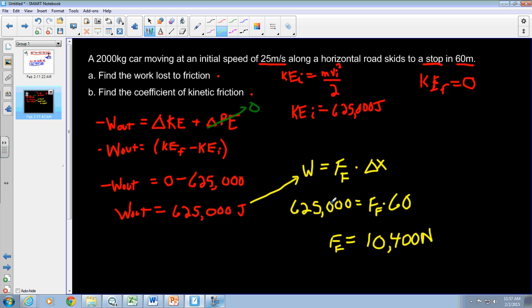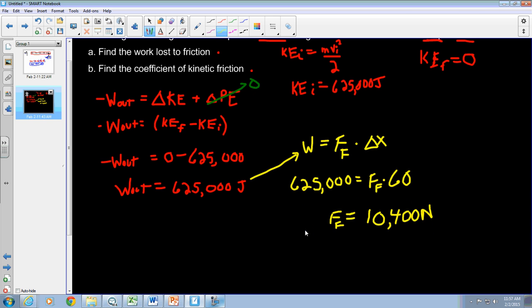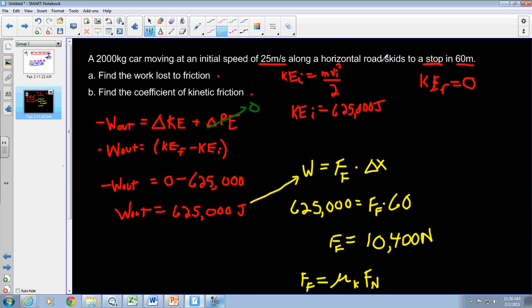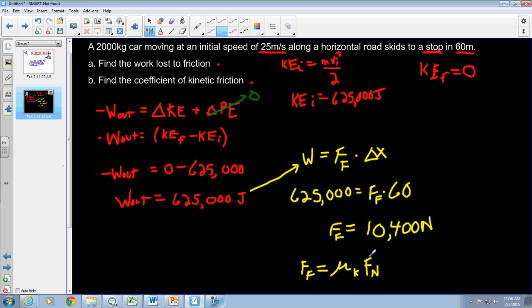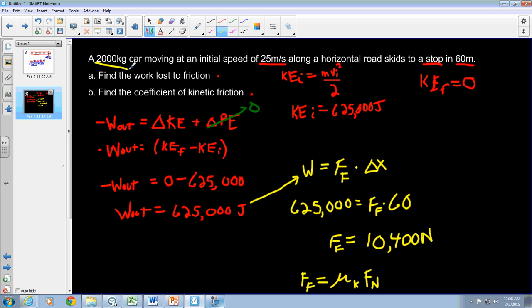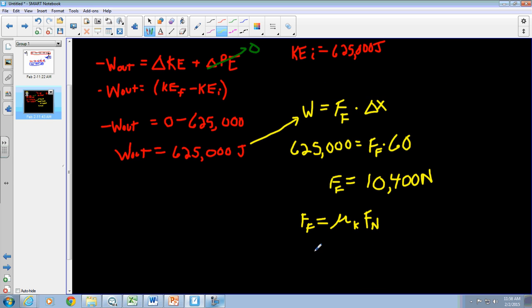Well, that's great, but I'm trying to figure out the coefficient of kinetic friction. Okay, what do I need to do that? Friction is equal to the coefficient of kinetic friction times force normal. We have a situation where we are on a horizontal plane, a horizontal road, so the force normal is equal to the force weight.